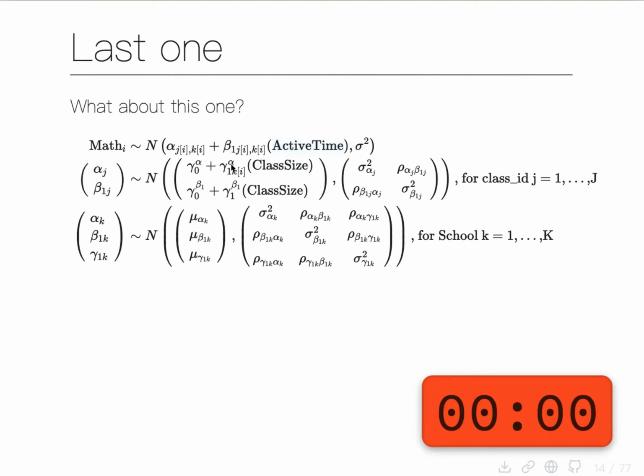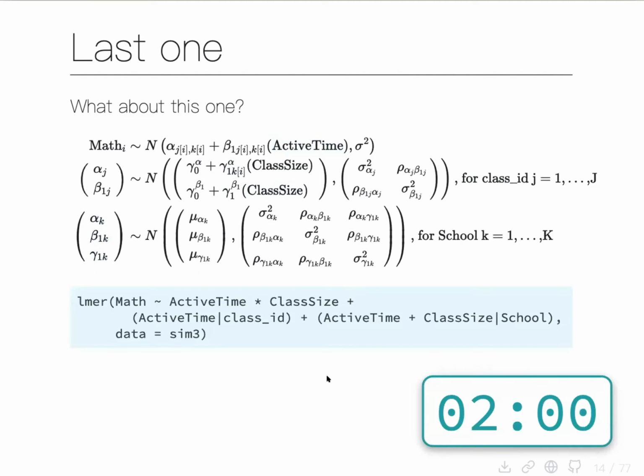Notice we also have here at level 2, at the classroom level, class size, gamma alpha 1k. So class size is also varying at the school level. At the school level, we have alpha k, beta 1k, and gamma 1k, gamma 1k being this one. Those are just specified with the means, and then we have the variances of each of those as well as the covariances. So in code, that's going to look like this.